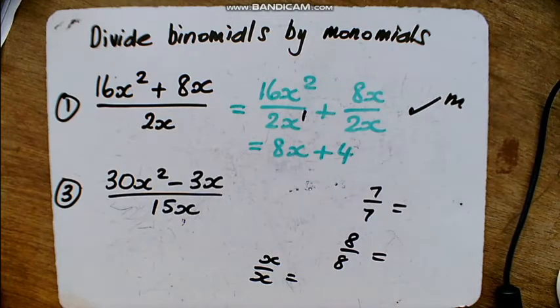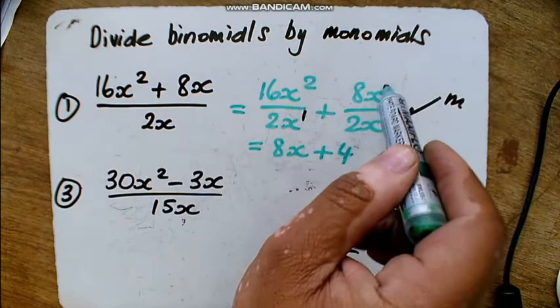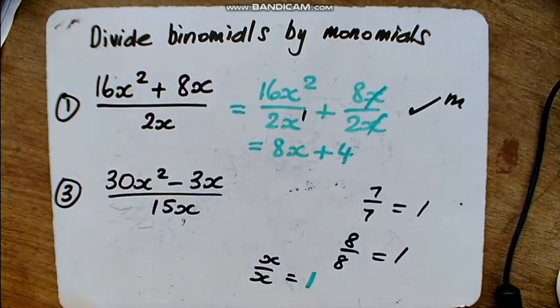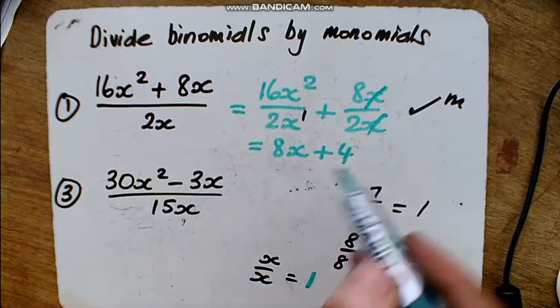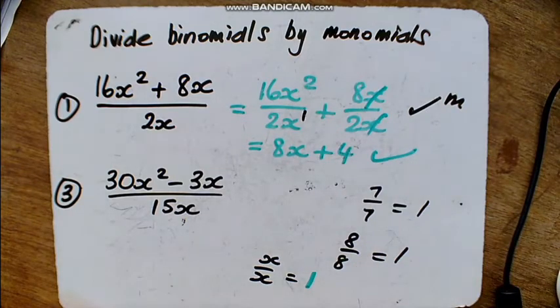So who can tell me what's x divided by x? Yes, x divided by x is 1. So therefore, the x will cancel the x. 8 divided by 2 is 4. Correct. Let's look at the next one.